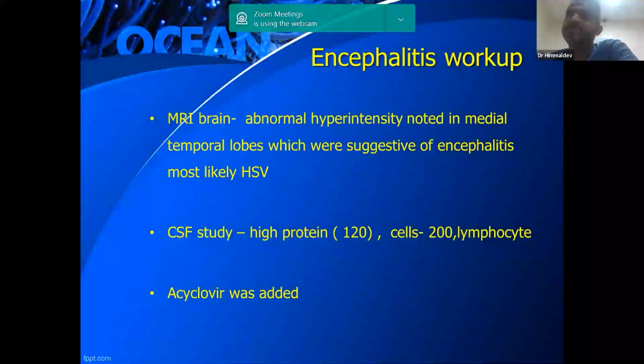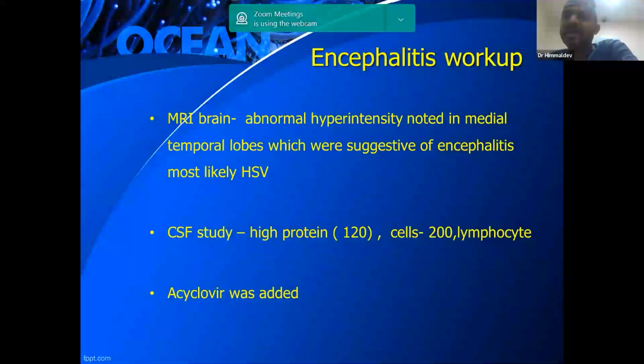Generally, when the patient comes with fever, seizures, or altered sensorium, we think of meningitis as one of the differential diagnoses. So that's why we have to do a lumbar puncture. And during the lumbar puncture, this is what we got. We got a high protein. Generally, we check for protein, cells, and glucose levels. It will guide us what kind of meningitis it is.